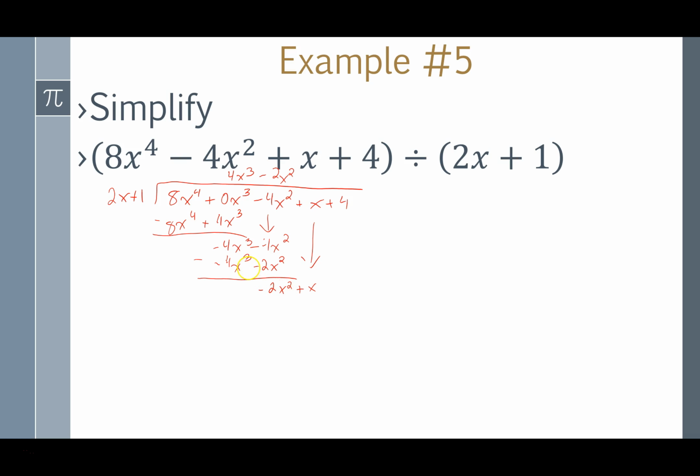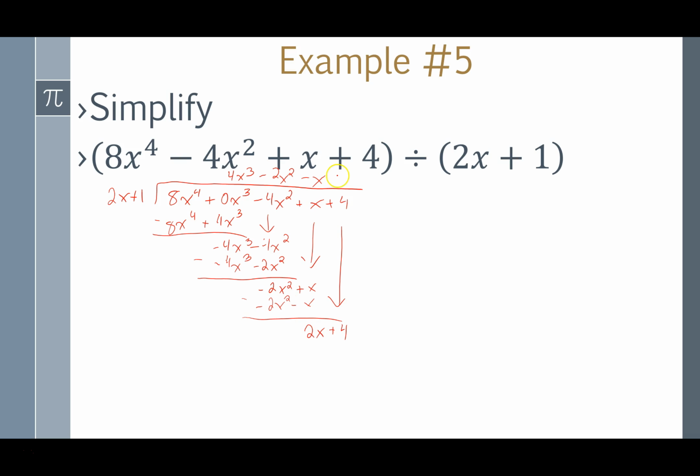Negative 2x squared divided by 2x is a negative x. So then we get our negative 2x squared minus x. Subtracting. Negative 2x squareds cancel. X minus negative x becomes x plus x, so that's 2x plus 4.